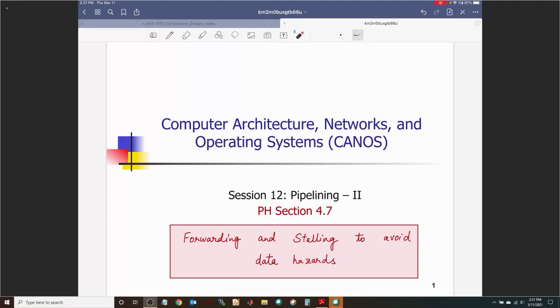So today we will be focusing on one of the hazards. So there were three of them, right? There was a data hazard, there was a control hazard, and there was a structural hazard. So what we'll be doing today is looking at two techniques, register forwarding and stalling, in order to avoid one specific type of hazard, which is the data hazard. That's what we are going to be looking at today.